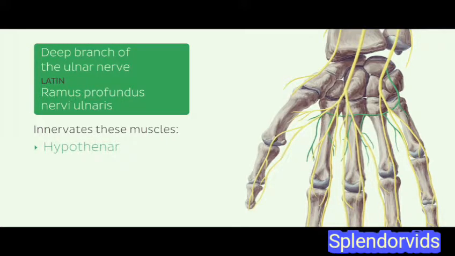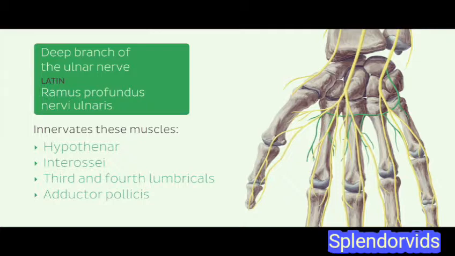As it crosses the deep part of the hand, it will also innervate the interossei muscles and the 3rd and 4th lumbricals. It will also be innervating the adductor pollicis and the medial head of the flexor pollicis brevis. The deep branch of the ulnar nerve will also send articular filaments to the wrist joint.